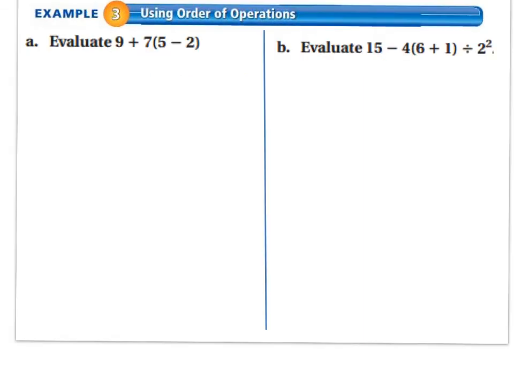Example 3, using order of operations. A, evaluate 9 plus 7 times the quantity of 5 minus 2. Please excuse my dear Aunt Sally, parentheses comes first. I see a set of parentheses, so I will perform that first. 5 minus 2 is 3. So now I have 7 times 3, and the 9 being added to that.